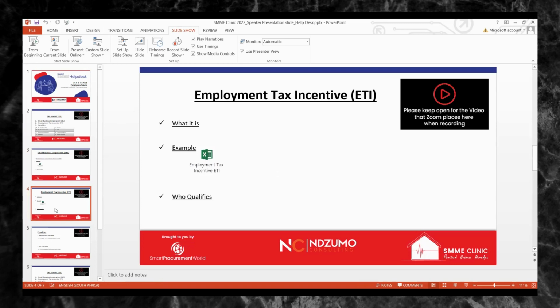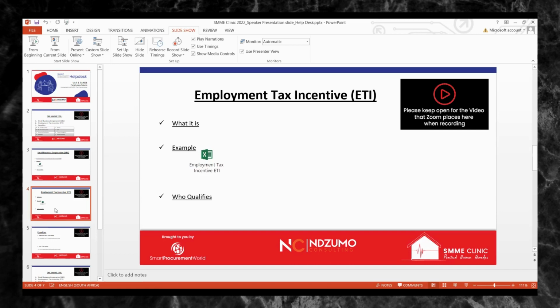Your company needs to be registered for pay-as-you-earn with SARS, and it must be in good standing, meaning that it has no outstanding tax returns and no outstanding debts unless there's a payment arrangement in place. So meaning that you must be tax compliant.